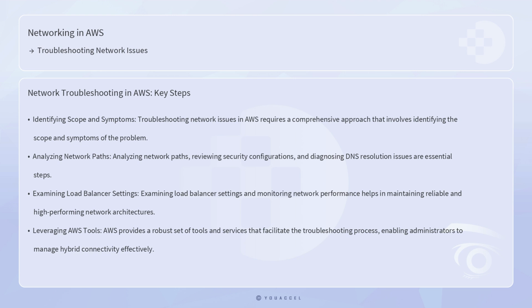In summary, troubleshooting network issues in AWS requires a comprehensive approach that involves identifying the scope and symptoms of the problem, analyzing network paths, reviewing security configurations, diagnosing DNS resolution issues, examining load balancer settings, monitoring network performance, and managing hybrid connectivity. AWS provides a robust set of tools and services that facilitate the troubleshooting process, enabling administrators to maintain reliable and high-performing network architectures. By leveraging these tools and following best practices, organizations can effectively address network issues and ensure the seamless operation of their cloud-based applications.